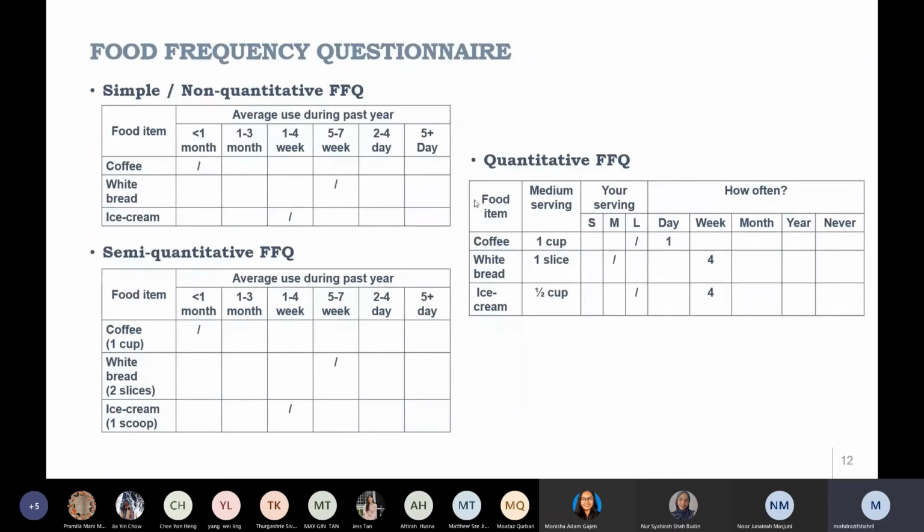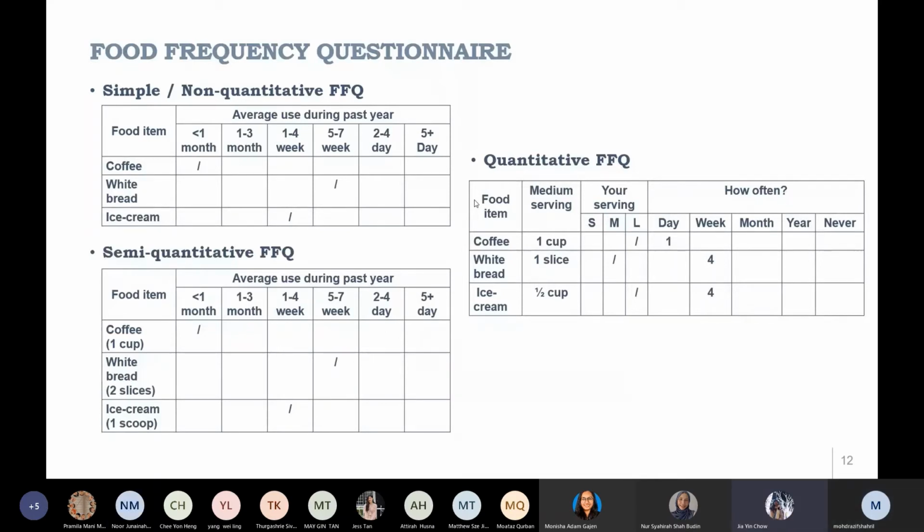So any question in this part? Do you want me to repeat? So this is just to emphasize that there are several types of food frequency questionnaire, from the most simple one, which we cannot quantify the nutrient intake, to the most extensive one, where we can actually quantify the food intake accurately.